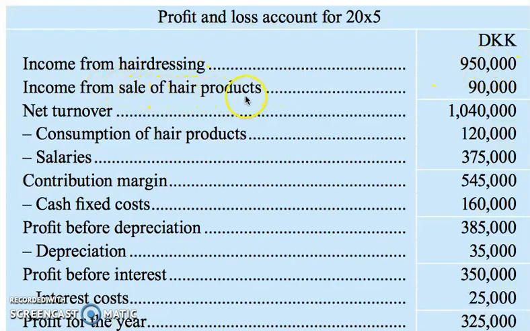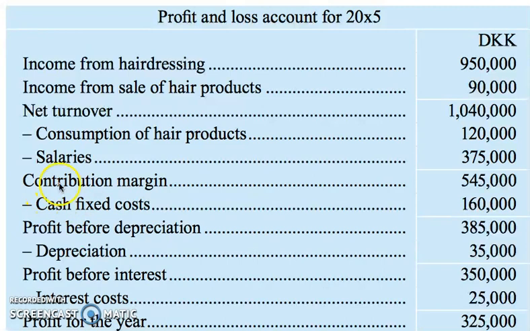Income from sale of hair products gives us 90,000. This gives us a total net turnover of 1,040,000. Then we have the consumption of the hair products. That's the price we as a company pay for these hair products. Then we have the salaries that we also need to pay. Then we have the contribution margin. The contribution margin is what's left when we have covered most of the cost related to this.